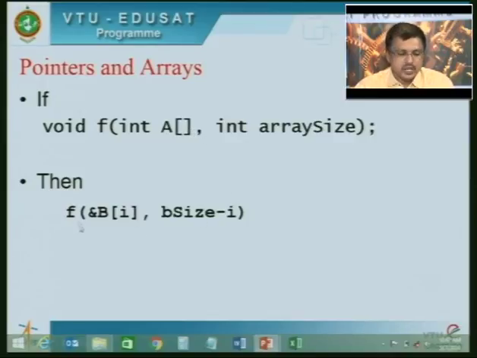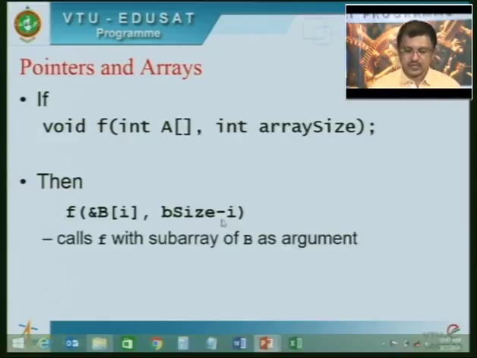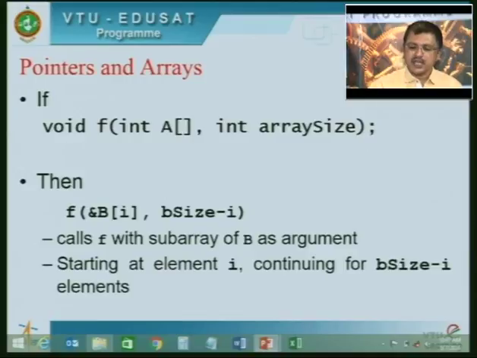Now, look at this call f, there is some array b, and you are passing the ith element of the b. You are not passing the ith element of the b, you are passing the address of ith element of b. Okay. So, what is that? A pointer, and b of I is basically a pointer, and what we are doing here is b size minus I. So, the array size here is b size minus I, because you are now passing a partial array. So, it calls f with a subarray of b as an argument, starting at element I, continuing for b size minus I.